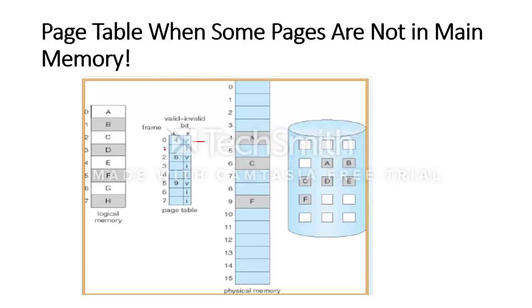Then if you look at the second one, our B, we find it in memory location number 1 of our logical memory.